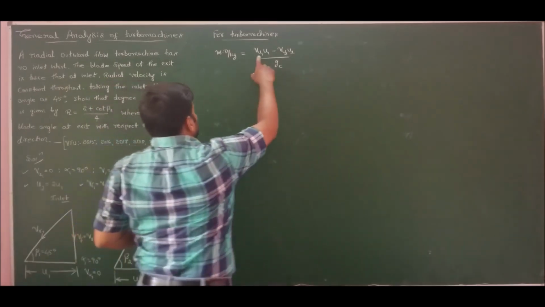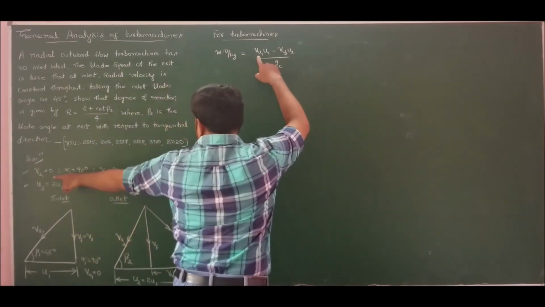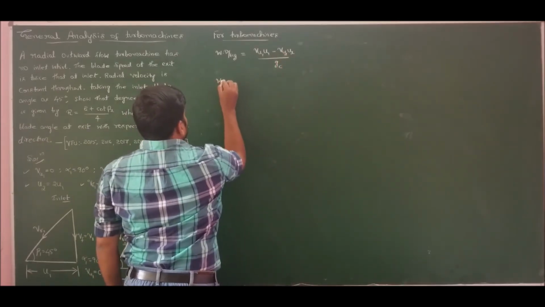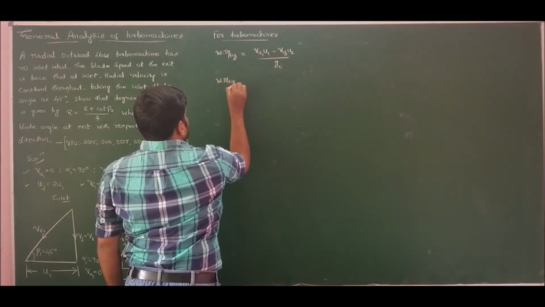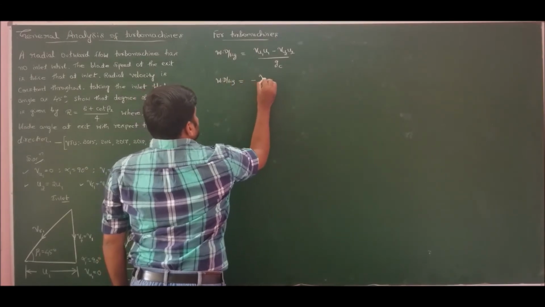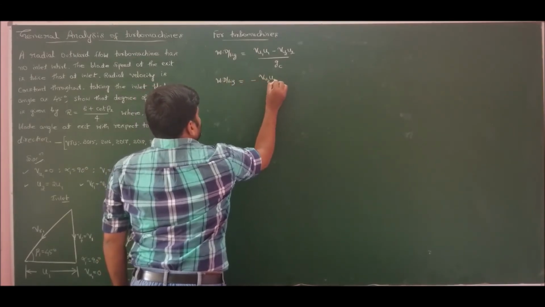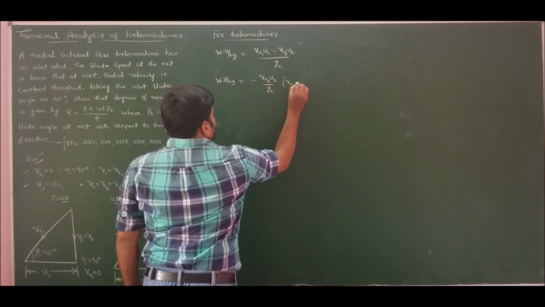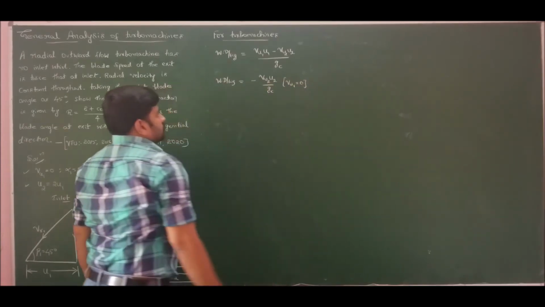Now we know that Vu1 is equal to 0. Since Vu1 is equal to 0, if I substitute, I will get work done per kg or energy transfer as minus Vu2 U2 by gc. This is because Vu1 is equal to 0.